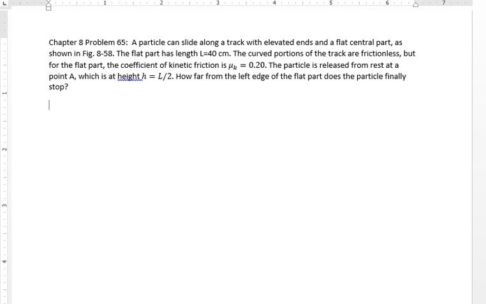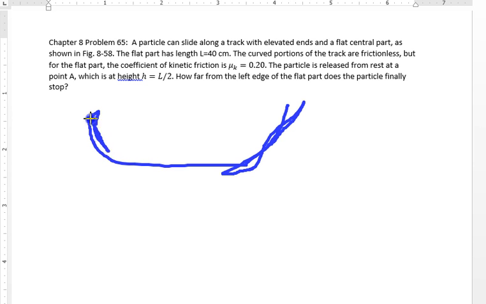Okay, problem 65 is a cute little problem. We've got this track, right? It goes something like that. And we've got a block here, and we let it go, and it slides without friction down to here, where it hits this, where there's friction, and it slides across, losing energy. Then if it has enough energy, it's going to go back up some, and then it's going to come back.